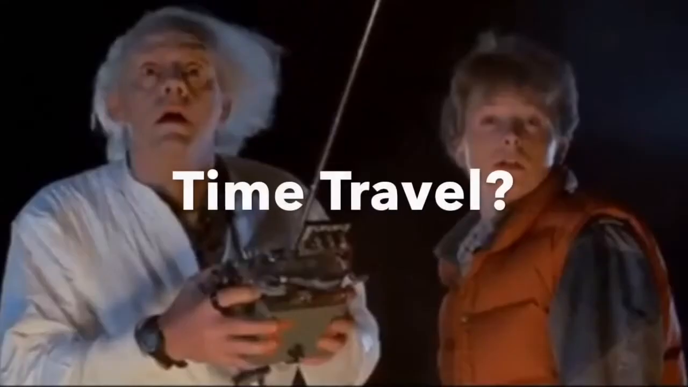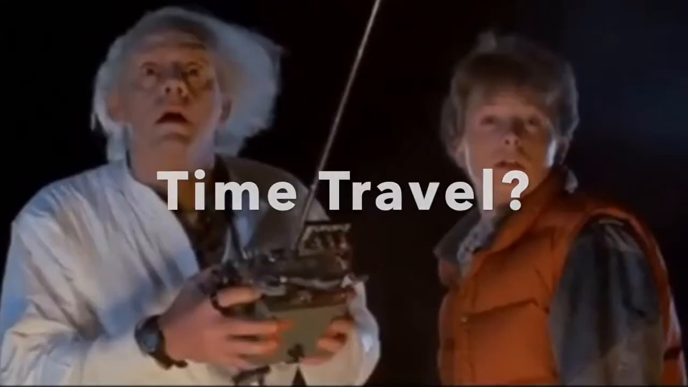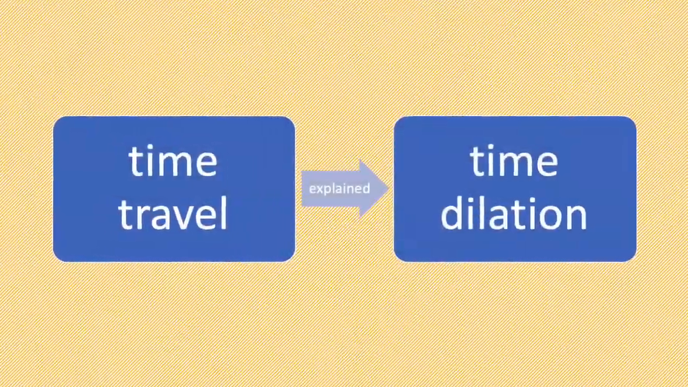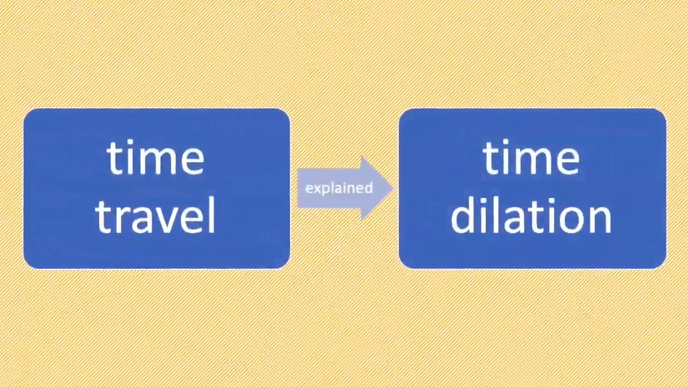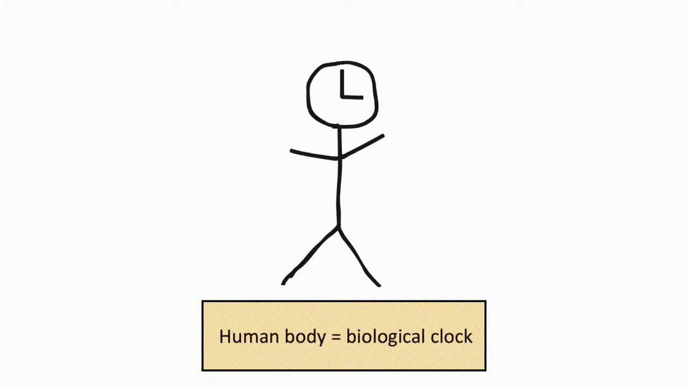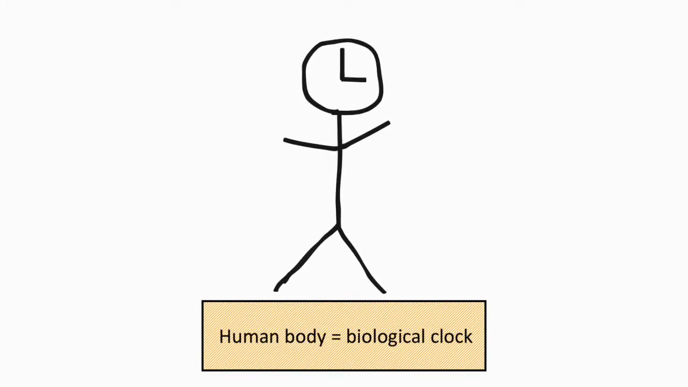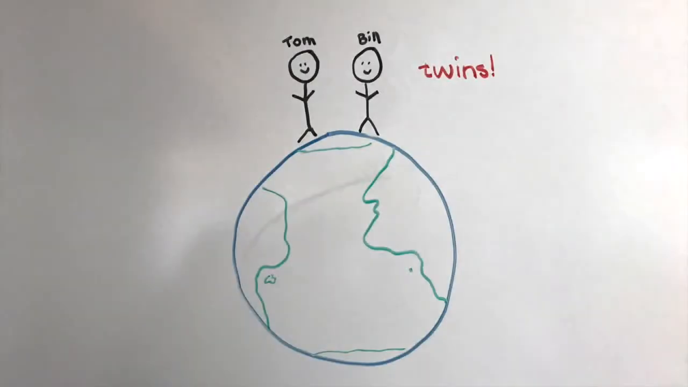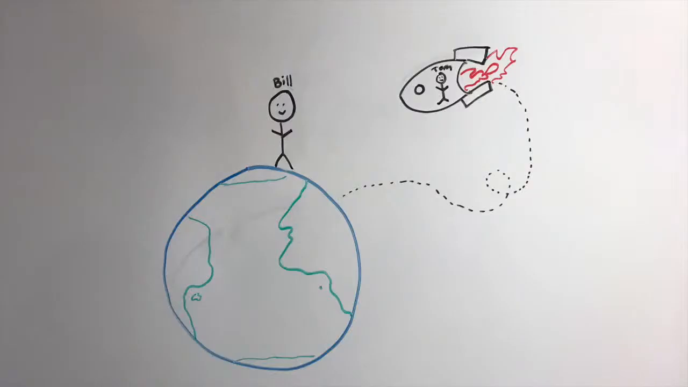You're probably wondering why we showed you the time travel clip earlier. Well, time travel can be easily explained through time dilation. This works because the human body functions like a biological clock. Let's assume Tom and Bill are twins. If time is passing slower for Tom on the rocket ship due to time dilation, he's also aging slower.